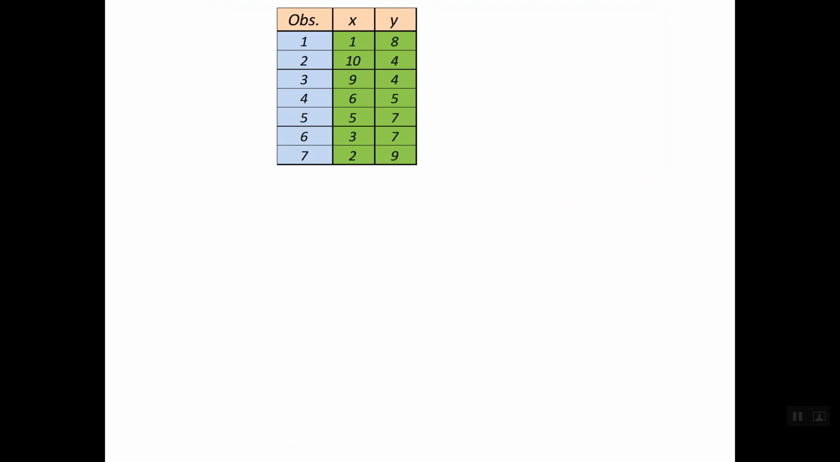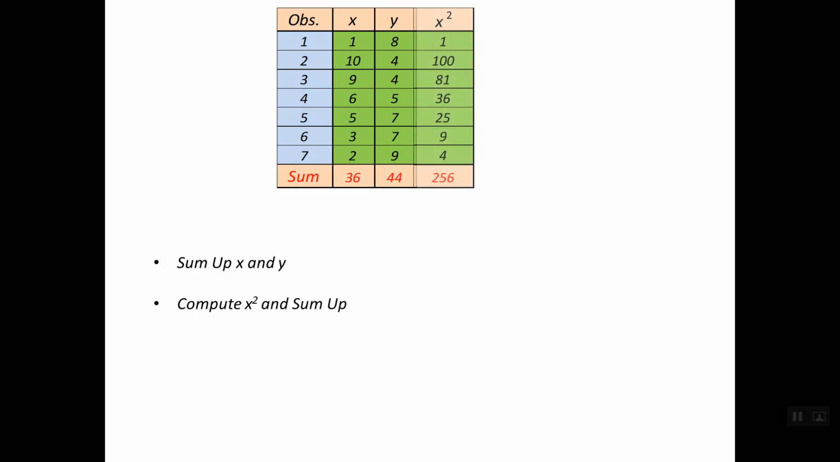So let's start using the first formula. These are the observations for both X and Y. First of all, we need to sum up both X and Y. So the sum of x is 36, while for y it's 44. Then we compute x square and sum up. So we should add a new column here for x square. For this value of x1, the square of 1 is 1. For the second x, which is 10, the square of 10 is 100, etc. And the summation of x squared is 256.